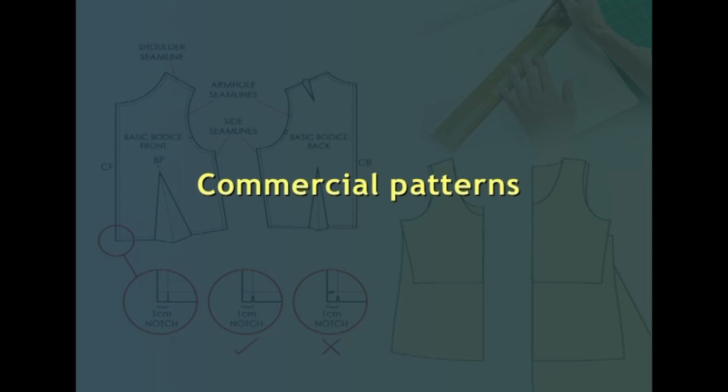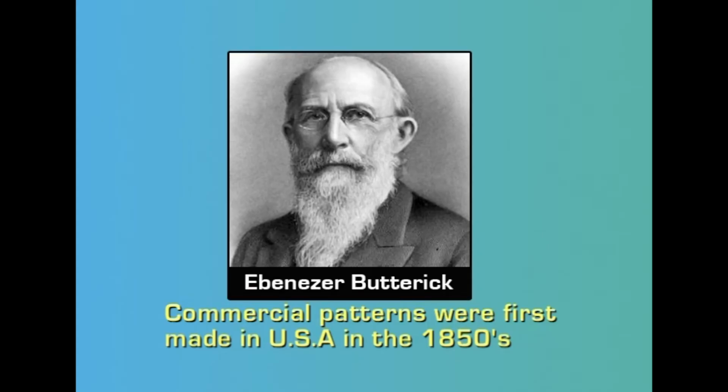Coming to the next aspect, that is commercial patterns. Commercial patterns were first made in USA in 1850 by Ebenezer Butterick, who was a tailor. In the beginning, they were crude patterns in rough paper for simple designs only. The first patterns were for men's and boys' clothing. Commercial patterns were prepared on the basis of standard measurements. Patterns for women and children were also developed later and became available commercially.